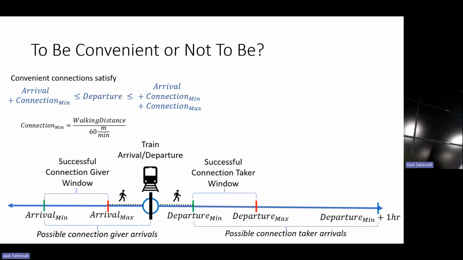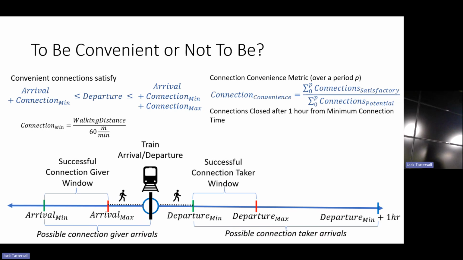a successful connection is one that's departing in this window, arriving in this window for a connection to a train departing here, or departing in this window for a connection from a train that's arrived at this point. And then the connection convenience score itself is the ratio of satisfactory or convenient connections divided by potential connections over a certain time period, like a day.